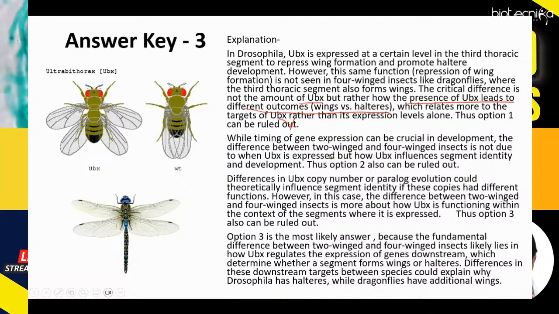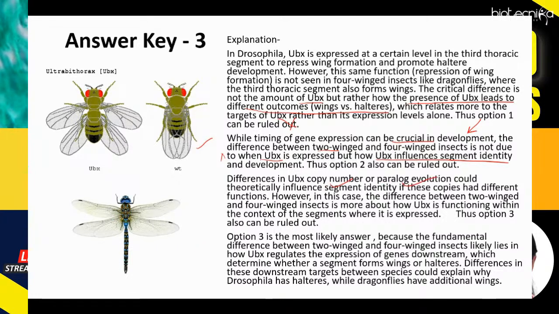Now, while timing of gene expression can be crucial in some cases in development, and timing can also produce different phenotypes, the difference between the two-winged and the four-winged is not due to timing, but how UBX influences the segment identity. So timing also cannot be the answer.